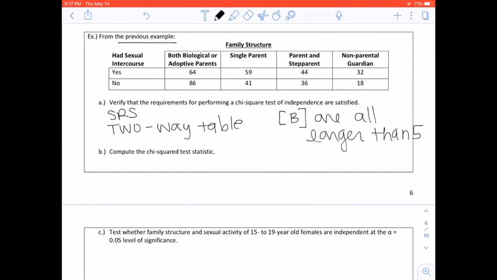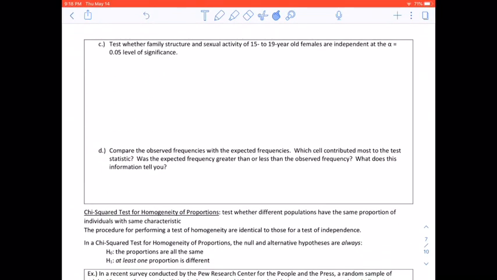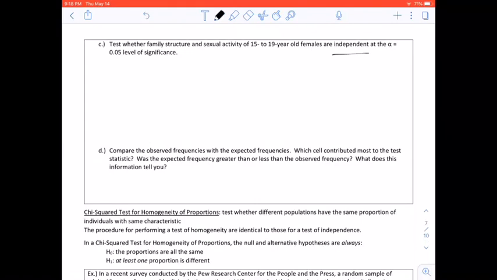So compute the chi-square test statistic, and we saw that previously when we went through that. So I'm going to go ahead and write down our chi-square test statistic, rounded to 3 decimal places. So I have 10.357 for my test statistic. And then part C says test whether family structure and sexual activity of 15 to 19-year-old females are independent at the alpha equals 0.05 level of significance.